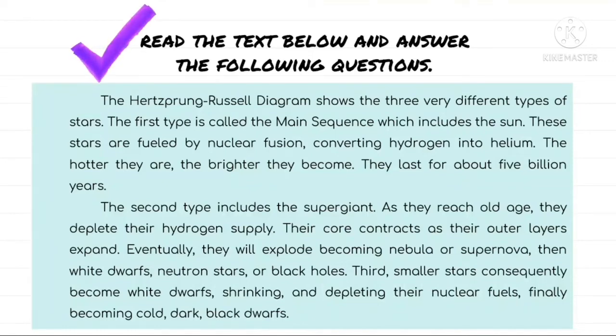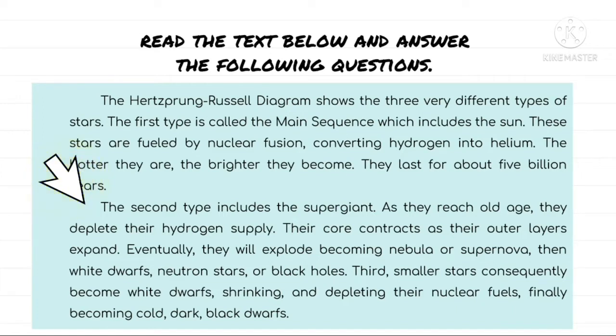Read the text below and answer the following questions. The Hertzsprung-Russell diagram shows the three very different types of stars. The first type is called the main sequence, which includes the Sun. These stars are fueled by nuclear fusion, converting hydrogen into helium. The hotter they are, the brighter they become. They last for about 5 billion years.